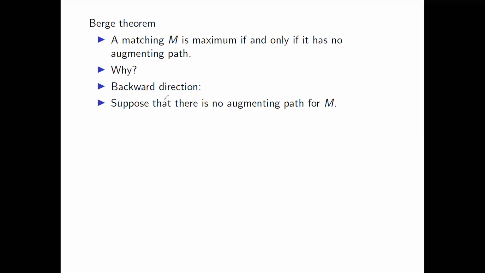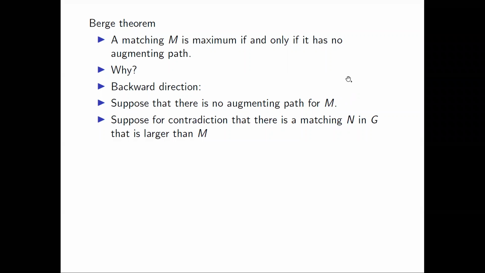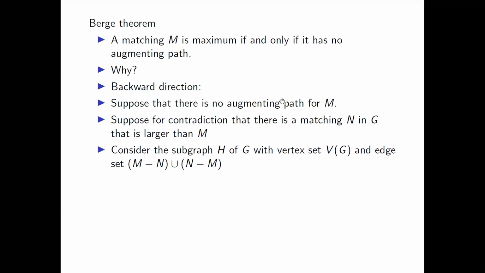And to assume that M is not a maximum matching, we just have to assume that there's some matching that's larger than M. So we'll assume for contradiction that we have some matching in the same graph. We'll call it N, and it's larger than M. And now we're going to try to use that last lemma we just proved. So we're going to build the symmetric difference of M and N. So we'll take the subgraph H of our graph G, which has vertex set the same as G, but the edge set will be the symmetric difference of these two sets of edges, M and N. And matchings are just sets of edges.